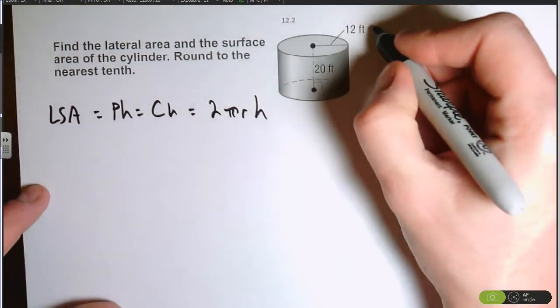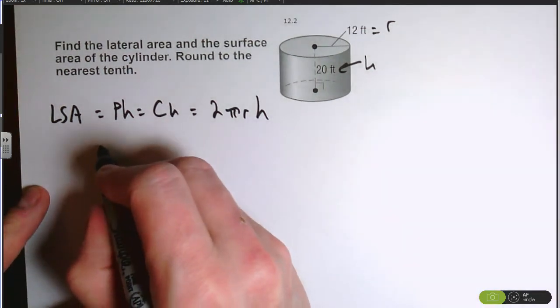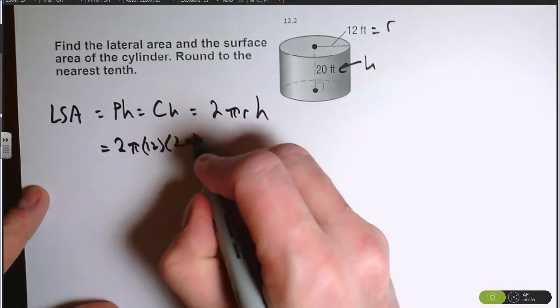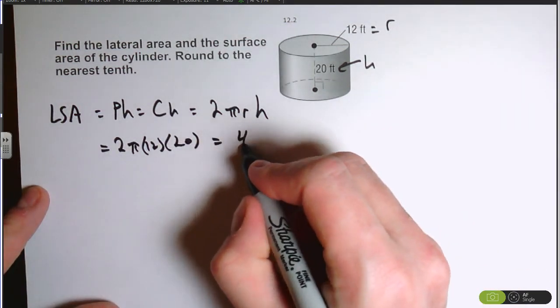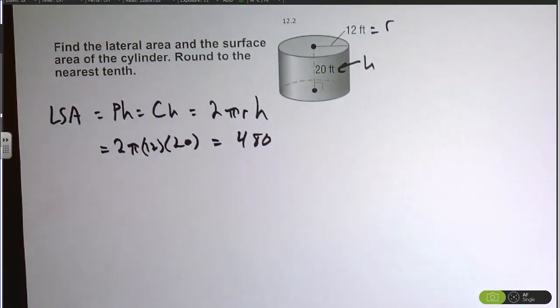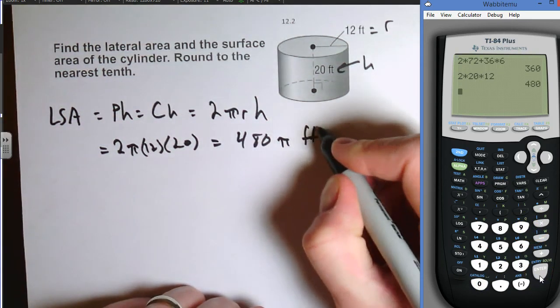Okay. Well, the radius is easy, and the height is easy. So there's not much to do on this one. 2 pi, radius is 12, height is 20. So this ends up being then 480. Is that right? I don't know. I'm trying to throw this in my calculator. I'm trying to do this in my head. I feel like I did something wrong. 2 times 20 times 12. Nope, 480. So it's 480 pi feet squared.